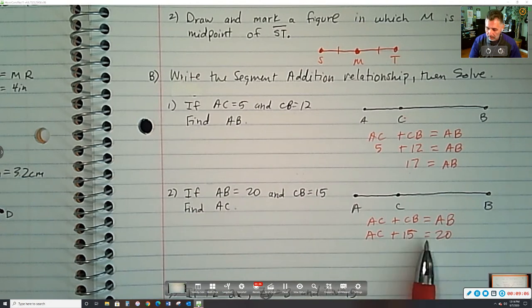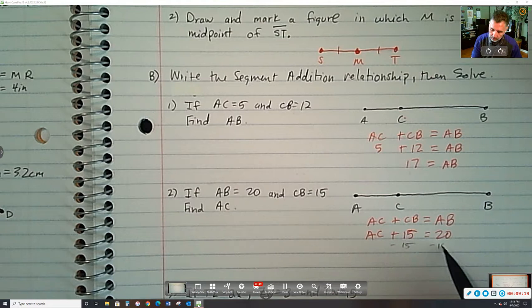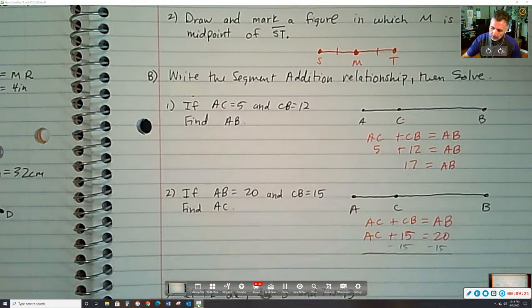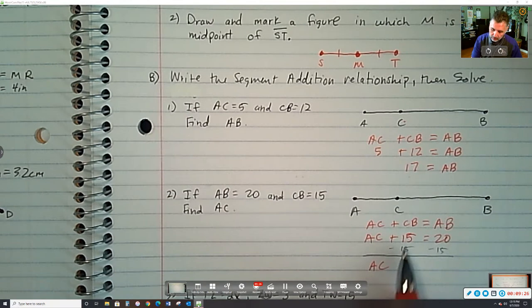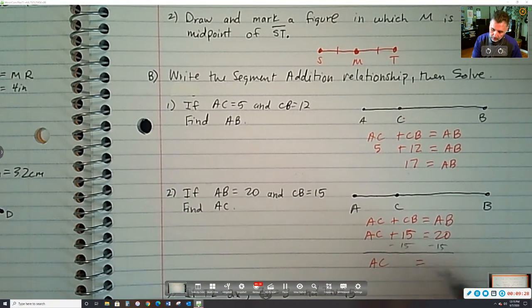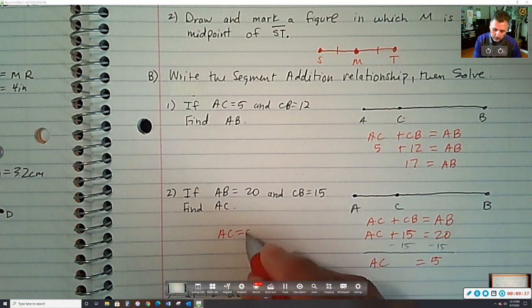Well, based on these numbers, hopefully you don't have to do too much. But AC, I would think you would just say, oh, AC is 5, because 5 plus 15 is 20. But technically, if we're using algebra to solve this, subtract 15 from both sides, and then when you do that, you're left with AC here. 15 minus 15 is 0. Bring down your equal sign, and then 20 minus 15 is 5. And there you go, AC is 5. Okay. Maybe I should put my answer over here.